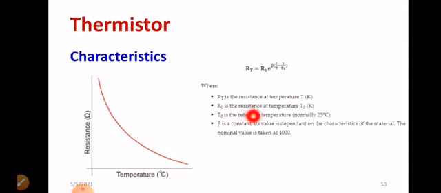Normally we consider it as 25 degrees Celsius. If you want, you can convert to Kelvin also: 25 degrees Celsius plus 273. Beta is a constant. Its value depends on the characteristics of the material. Beta will depend on what type of material you are going to employ. I have given the checklist of materials which are used in the thermistor. The normal value of beta is taken as 4000. That is a peculiarity.